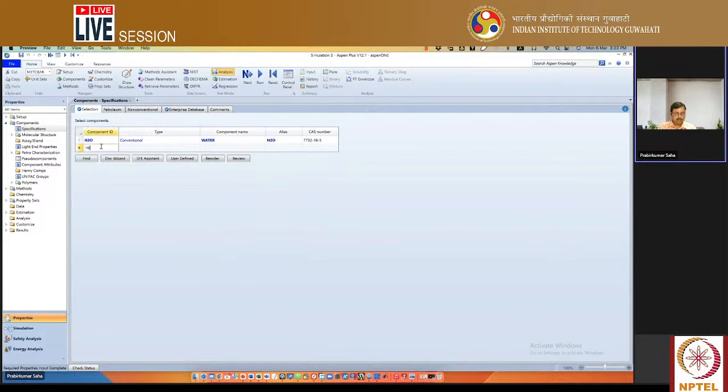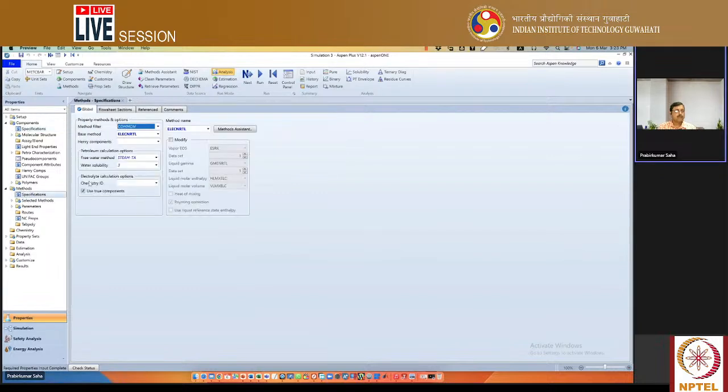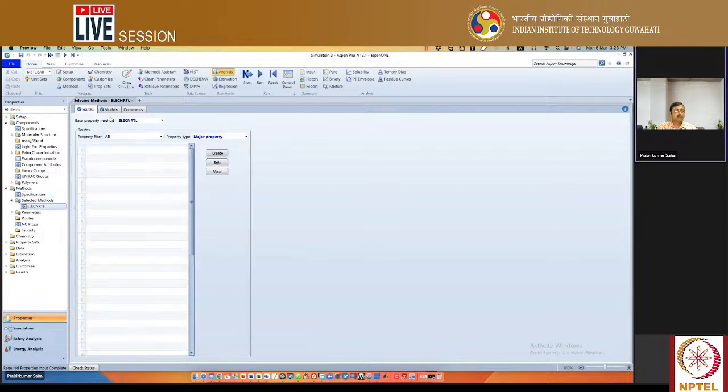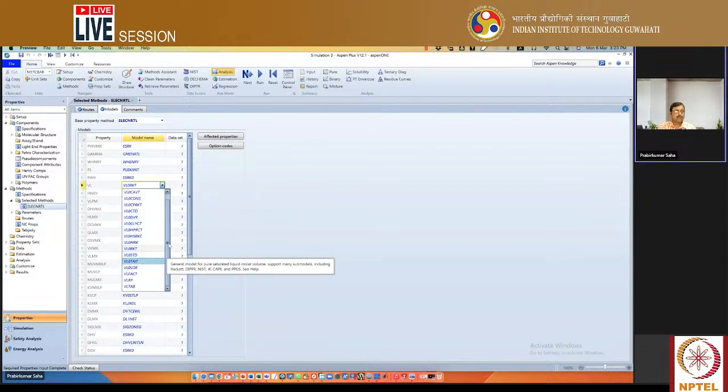Okay, add H2SO4 and NaOH. Okay, and then do not run it. You have to change the model. So it is in NaOH. Okay, and then go to selected method. Go to model. Go to VL, that is liquid pure component molar volume, and here change the model name to VLVT.